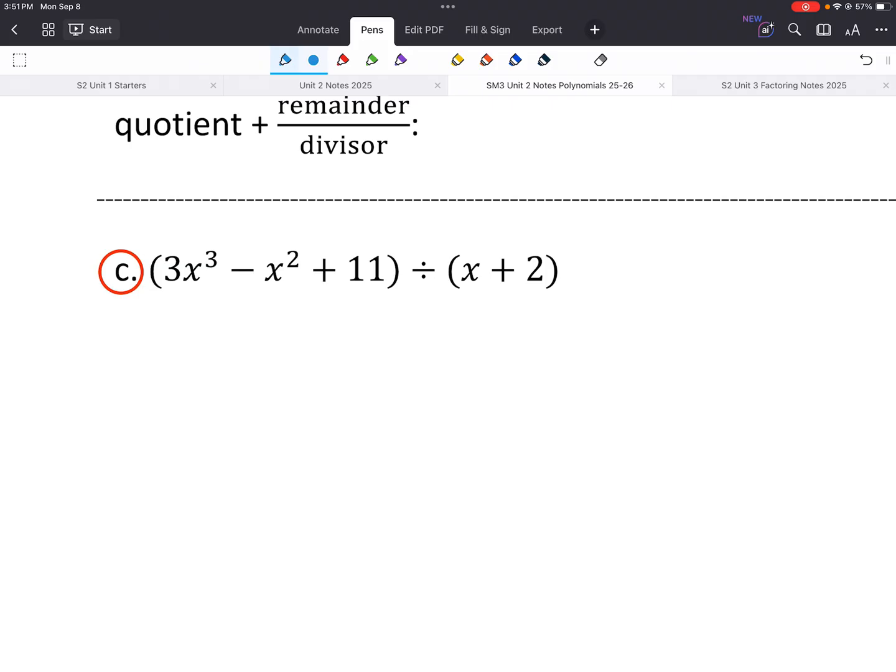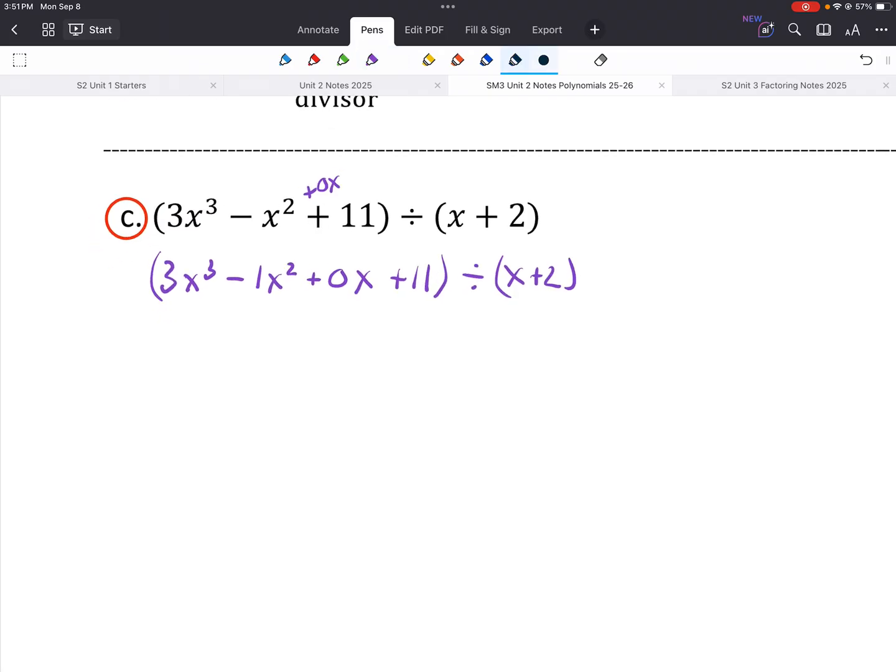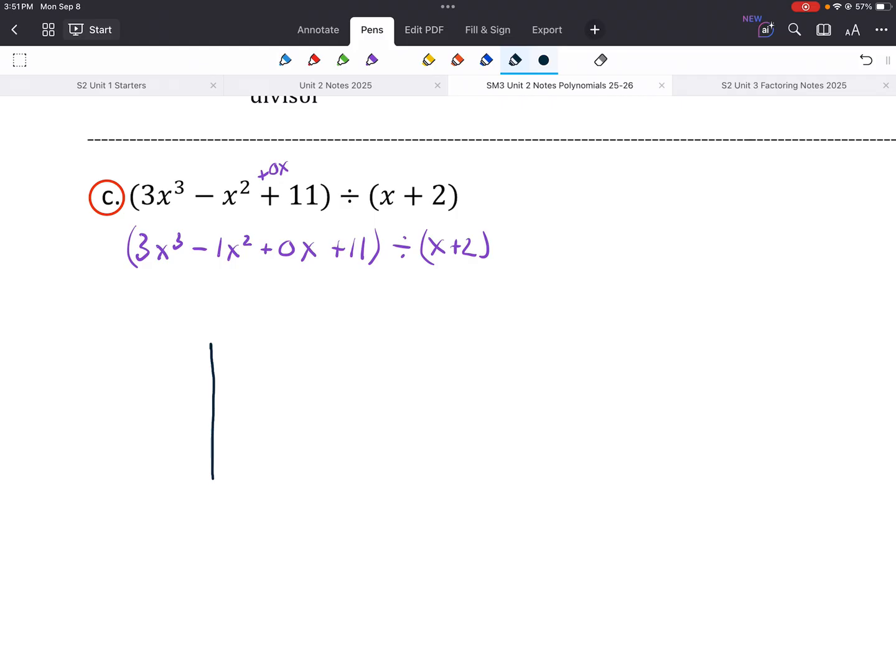So which term is missing? Well, the term that's missing is right here. It should be a plus 0x. I'd encourage you, sorry, my voice seems a little dry, I encourage you to write it out. Okay, so that's our new equation, and we want to divide it by x plus 2. So we'll maybe draw ourselves a little box.